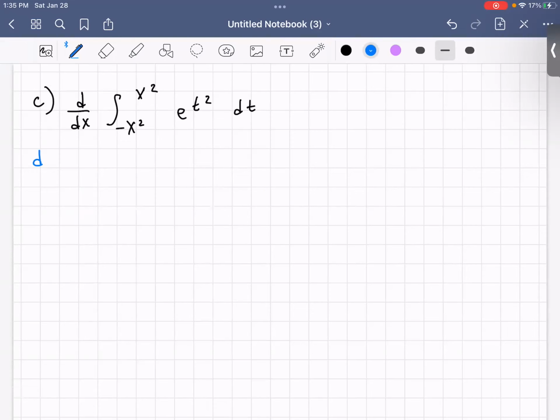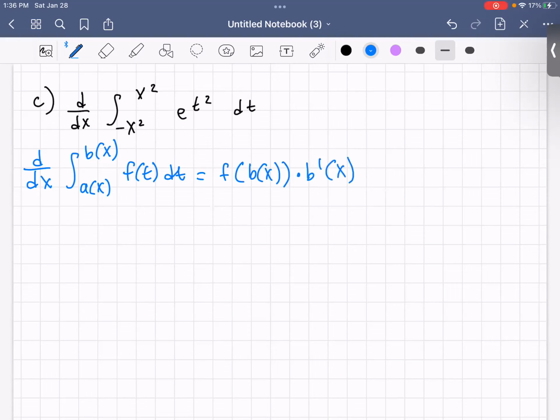So again, we're going to use the same formula. The integral from a of x to b of x of f of t dt equals, according to the chain rule, right? If you plug in that b of x, then you have the derivative of b of x you have to account for. And same with a of x. So let's do this example.